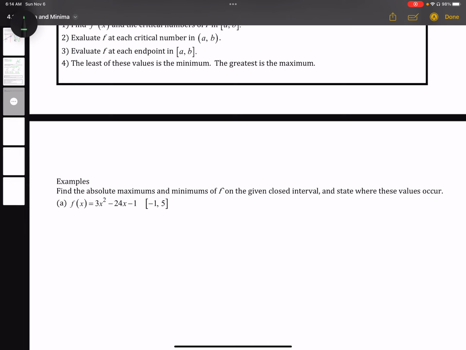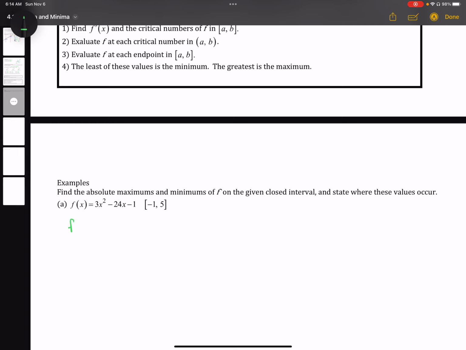All right, so the first function we have is f of x is 3x squared minus 24x minus 1. So the first thing I would always do is just evaluate the function at its endpoints first. So f of negative 1 is equal to 3 times negative 1 squared minus 24 times negative 1 minus 1, which is 3 plus 24 minus 1, which seems like it is 26.